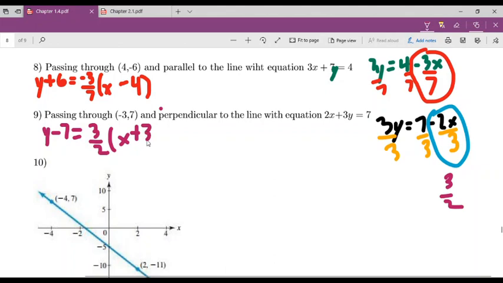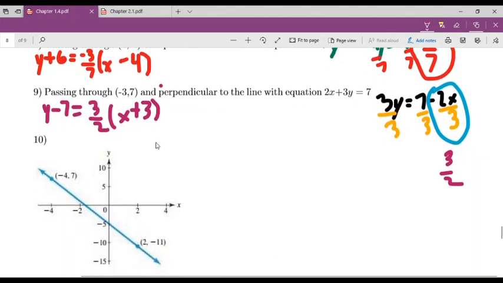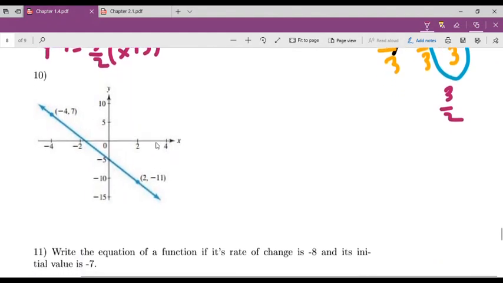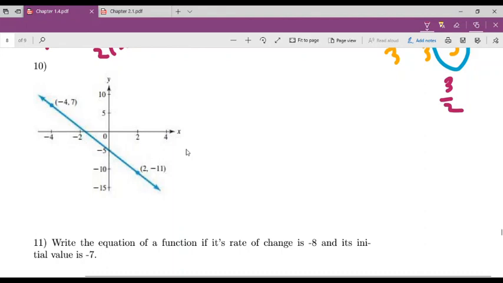If you like writing more steps than what I'm writing, feel free to do so. But I feel like you can cancel out negatives and make it a positive pretty easily. Now 10, we want the equation of this line. Okay, so you can clearly see it hits right there, right? And that's where it hits the y-axis, which means that is your y-intercept. Okay, so we already know that our b equals negative 5.